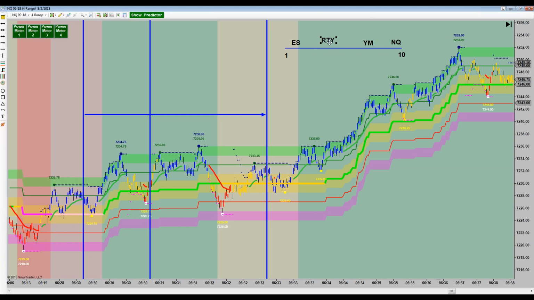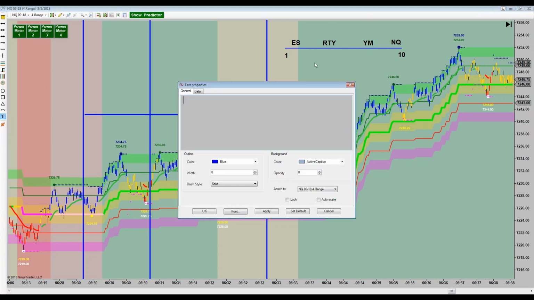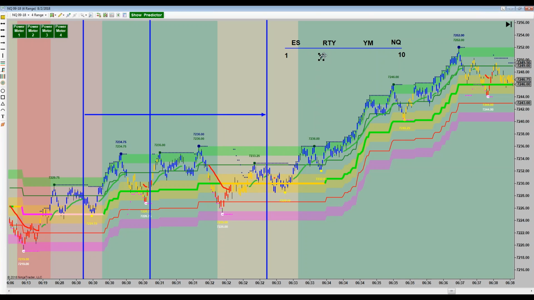Why is the Russell so smooth and these other ones are flipping around like a fish out of water? Why is that? Any idea? Why is the Russell so smooth and everything else is whipping around all over the place? What's going on with Roosty here? Any ideas?